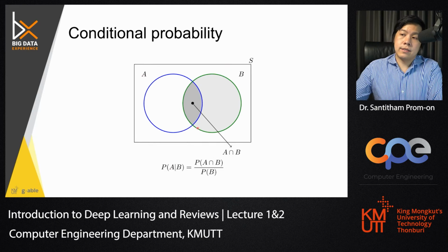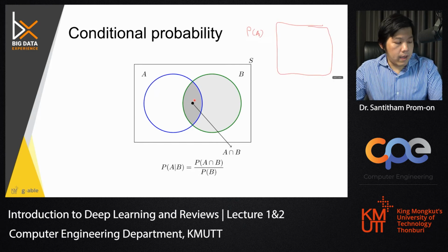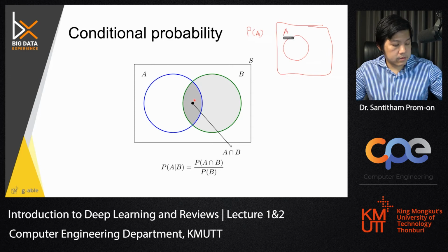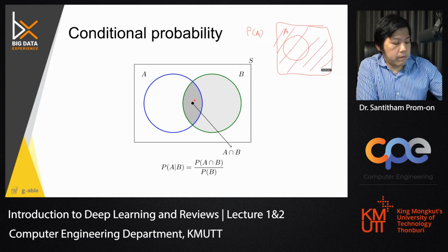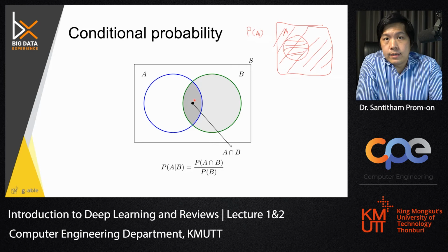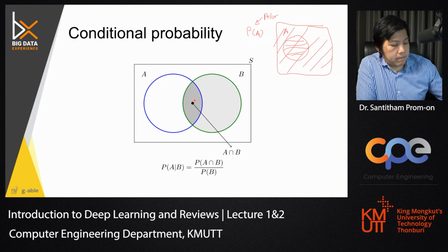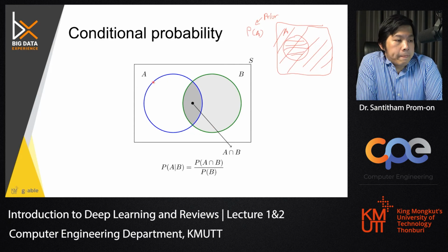This can be explained more easily in set terms. So let's look at this Venn diagram. In this Venn diagram, you have A and B. If we talk about just P of A, P of A would be the proportion of A divided by the whole thing, right? This is P of A, all the chance that A would happen. Sometimes we would call this a prior.